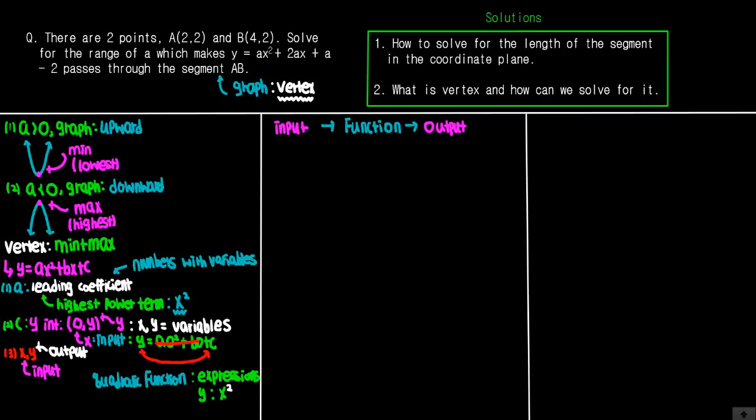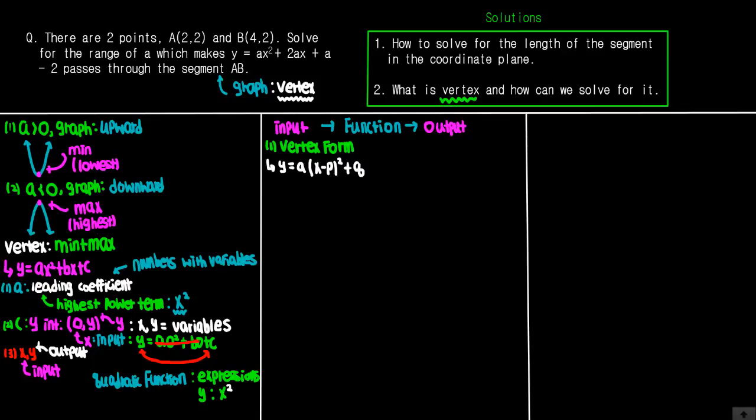And now let's think about how to solve for the vertex. The first way to solve for the vertex is to convert into vertex form. The basic format of our vertex form, which is always related to our standard form, is y is equal to a times x minus p squared plus q.